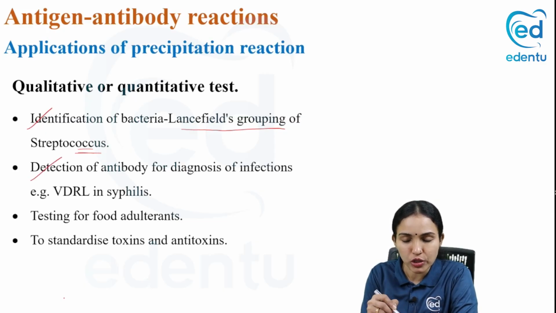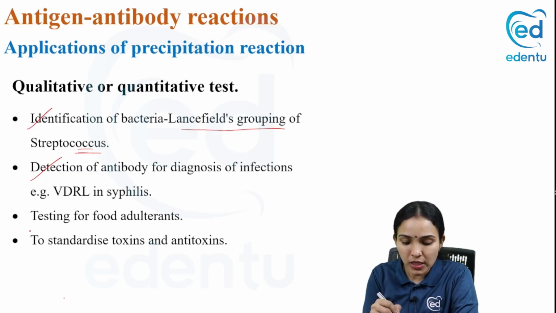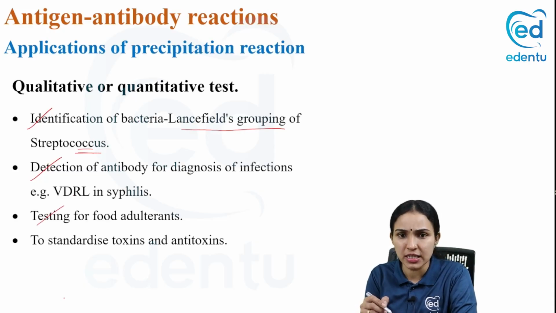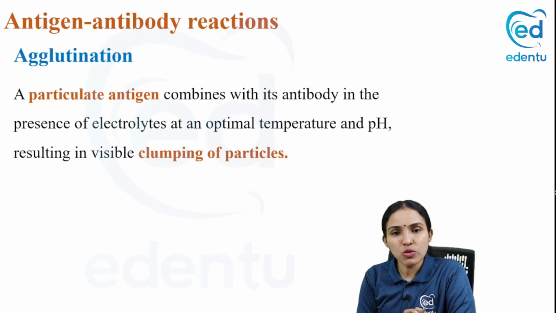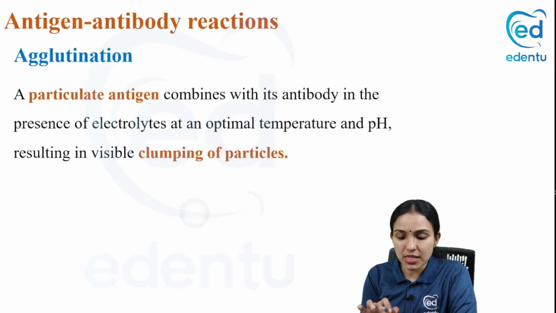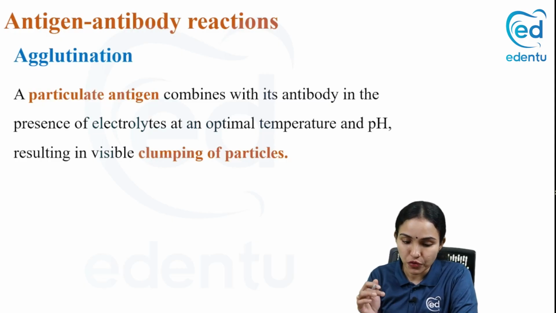Second one is what I told you, the most important example, flocculation test, VDRL in syphilis. It is also used for testing of food adulterants, then presence of toxins, standardized toxins and antitoxins. For all these, we apply precipitation reactions. So these are the applications of precipitation reactions. The next thing we are going to see is agglutination. More than precipitation, I'll tell you agglutination is a more important question from the exam point of view.